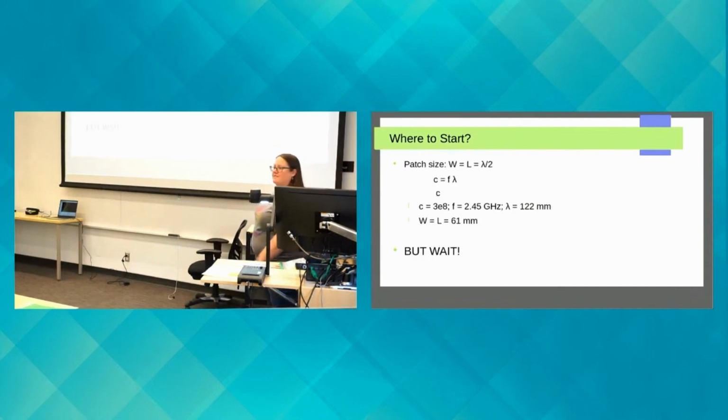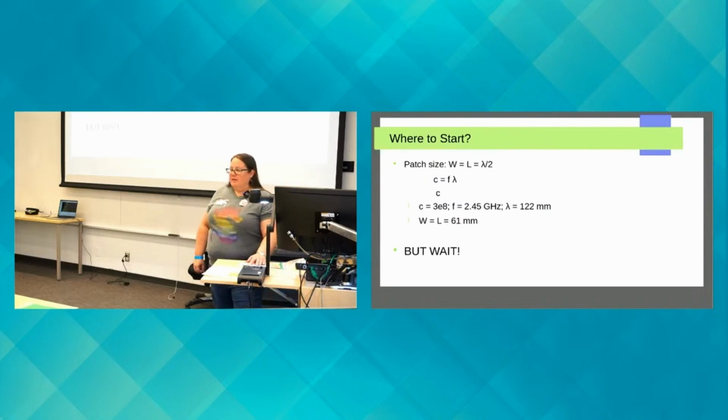So a tiny bit of math, because what would a hardware conference be without math? The size of the patch, a rectangular patch, is going to be half a wavelength. You're not going to need to worry about this. I'm just going through it. There's no quiz later. Sorry, serious students. All right. So c, the speed of light, equals the frequency times the wavelength. And you use that to get your width. If you just follow this calculation, you get 61 millimeters for the width of this antenna.